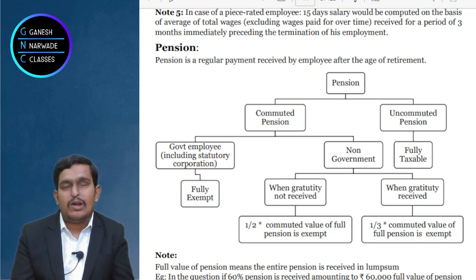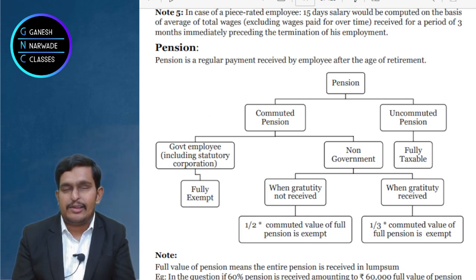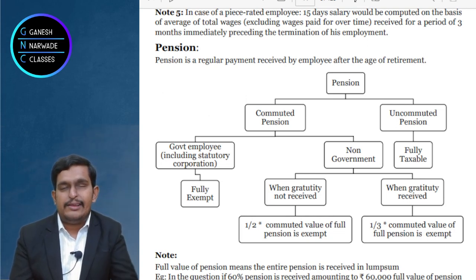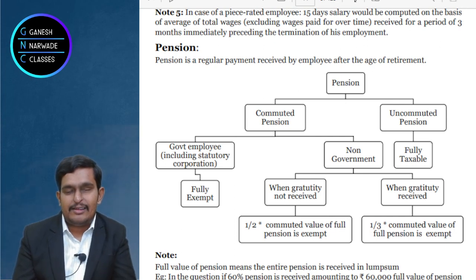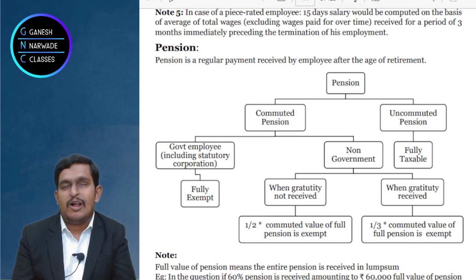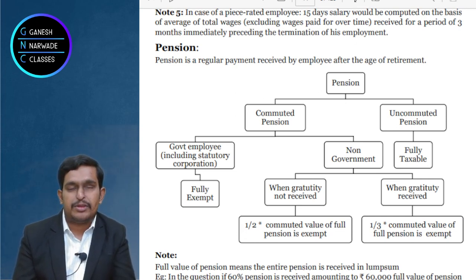But what about non-government employees? For non-government employees, they asked a simple question: is the employee receiving gratuity? If the employee is receiving gratuity, then they give less exemption. If the employee is not receiving any gratuity, then poor fellow, he is not getting more benefits, so we will give some extra exemption. That is the purpose.